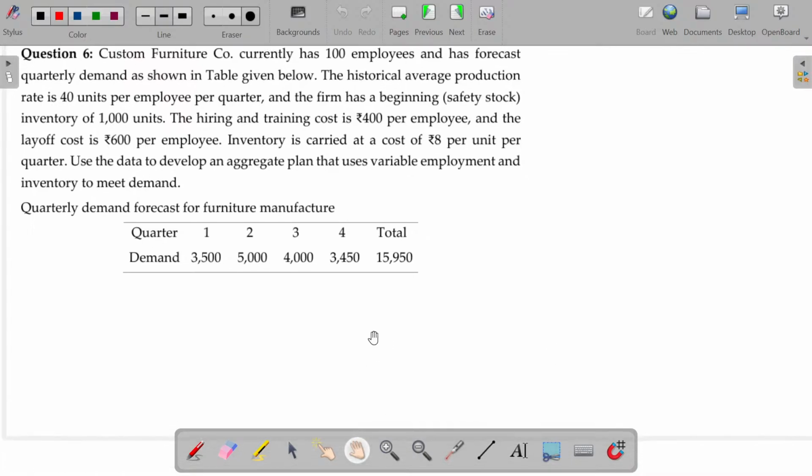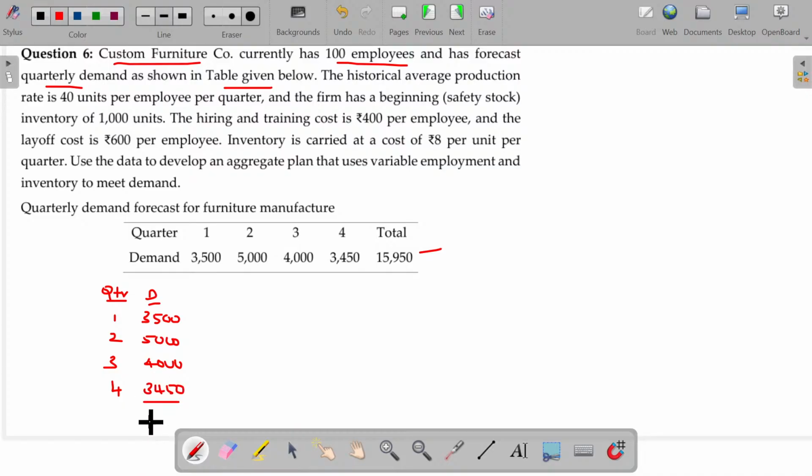Now, a custom furniture company currently has 100 employees and has the forecast quarterly demand as shown in the table given below. Quarter 1, 2, 3, 4. What about the demand? 3,500, 5,000, 4,000, 3,450. Overall demand being 15,950.